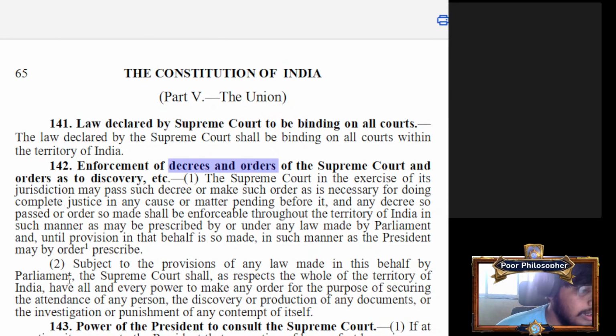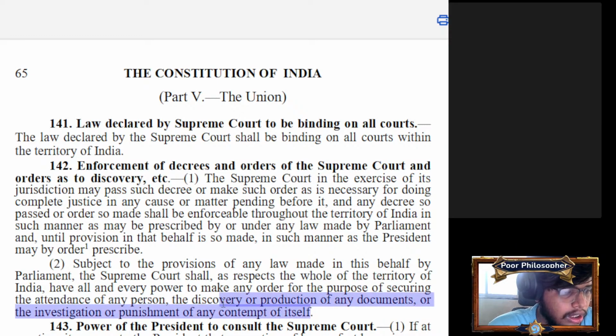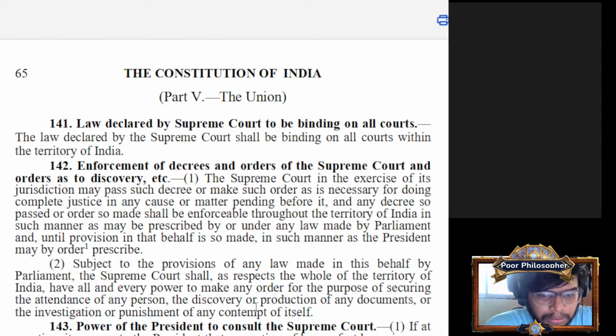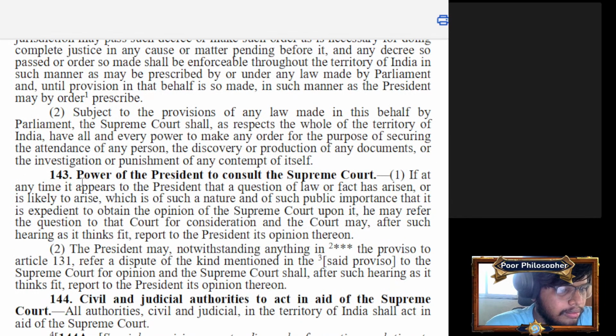And orders of discovery. Subject to the provisions of any law made in this behalf by Parliament, the court shall, as respects the whole of the territory of India, have all and every power to make any order for the purpose of securing the attendance of any person, the discovery or production of any documents, or the investigation or punishment of any contempt of itself. Article 143. Power of the President to consult the Supreme Court.